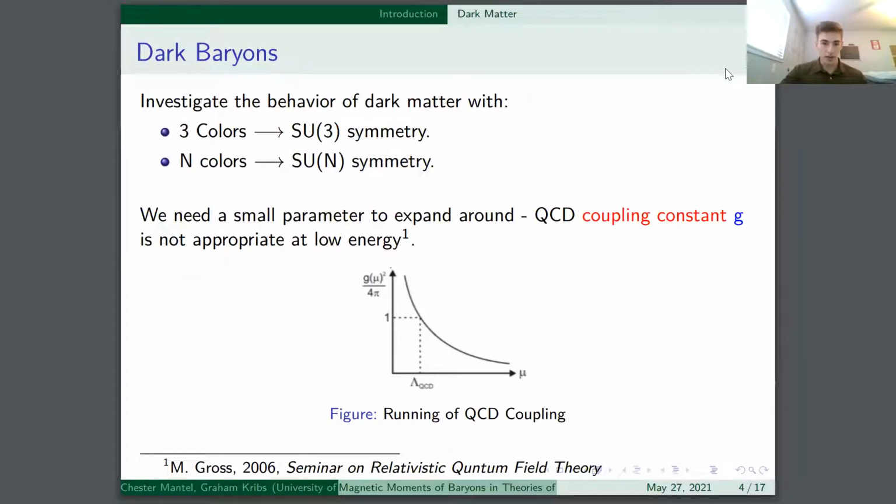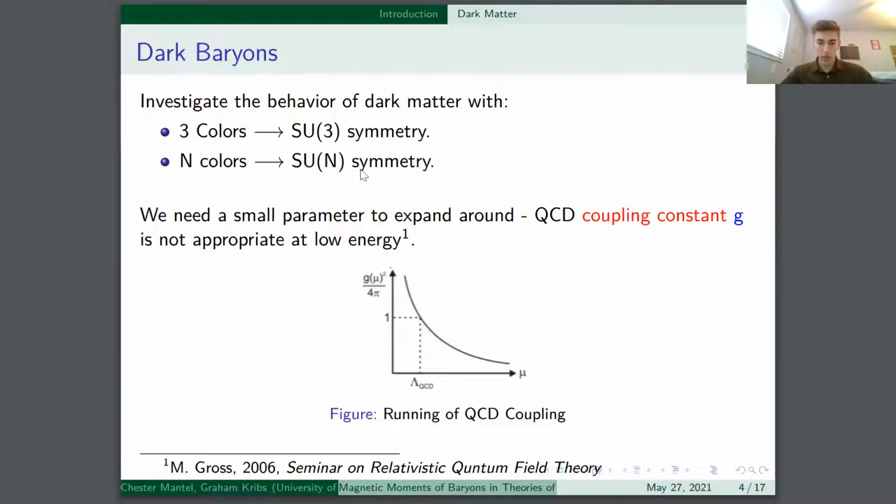So, dark baryons. We would like to consider the behavior of dark baryons with, instead of 3 colors, N colors. So with 3 colors, you have an SU(3) symmetry, and with N colors, you would have an SU(N) symmetry. It'd be described by an N by N unitary matrix.